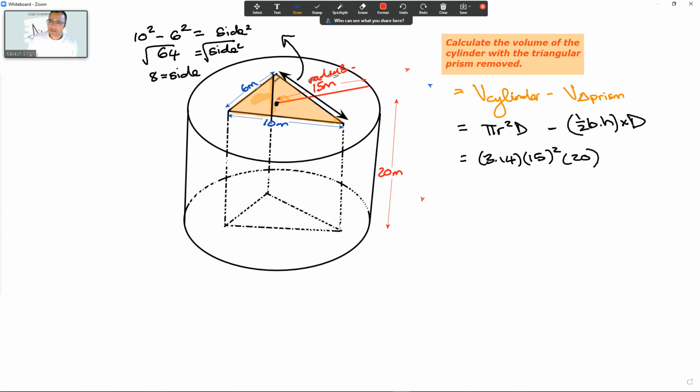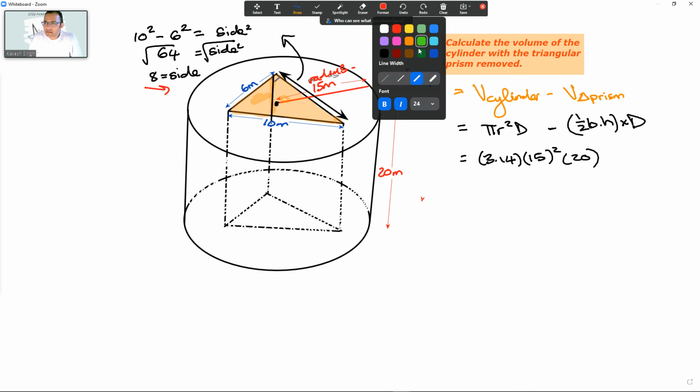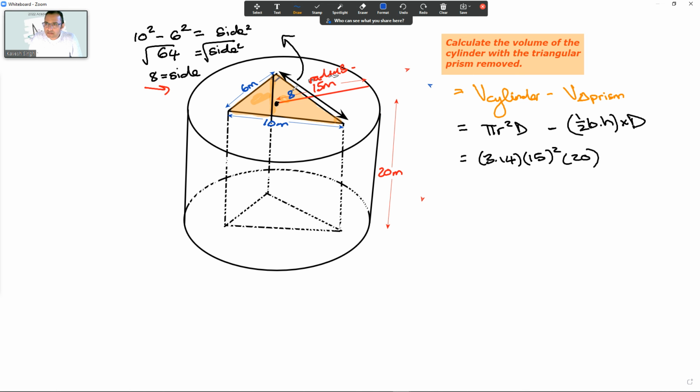So you've got 15 meters, 6 meters, 10 meters, and 20 meters. And if you understand it, well done. And if you can understand what I'm doing as well, well done. So I got 10 squared minus 6 squared equals side squared. So I got square root of 64, which is 8. So I know that this length over here on the side is going to be 8 meters from there to there. And that's going to be my B from my calculation. And this is going to be my H from my calculation of the area of my triangle.